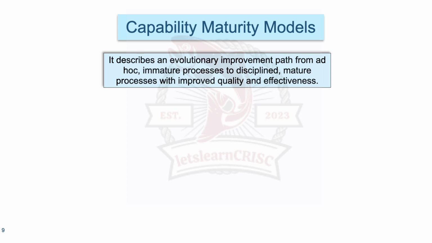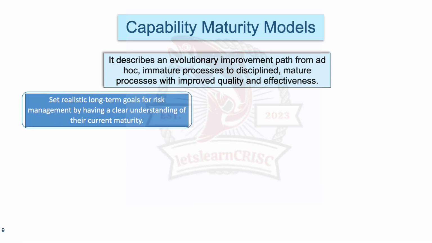For instance, a software development team may begin with ad hoc coding practices, but through the implementation of a capability maturity model, progressively adopt systematic processes, resulting in more reliable and efficient software products. Friends, the overarching goal is to cultivate a culture of maturity within an organization, right? Fostering sustained excellence and, lastly, adaptability in the face of evolving challenges.